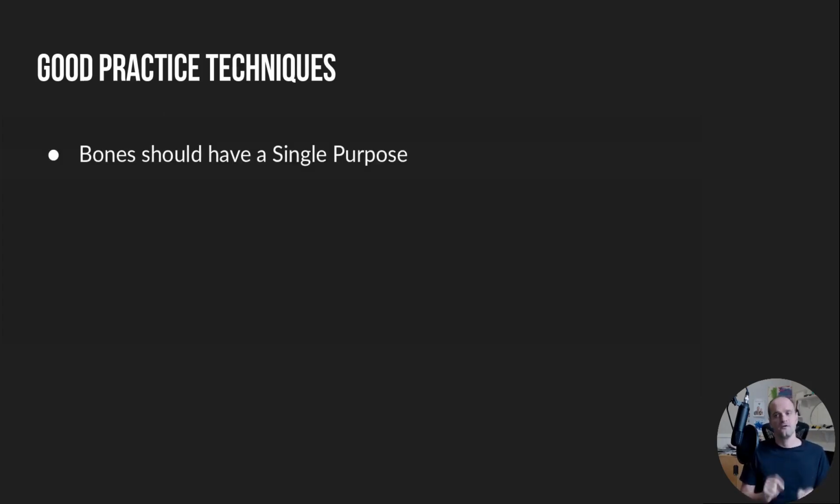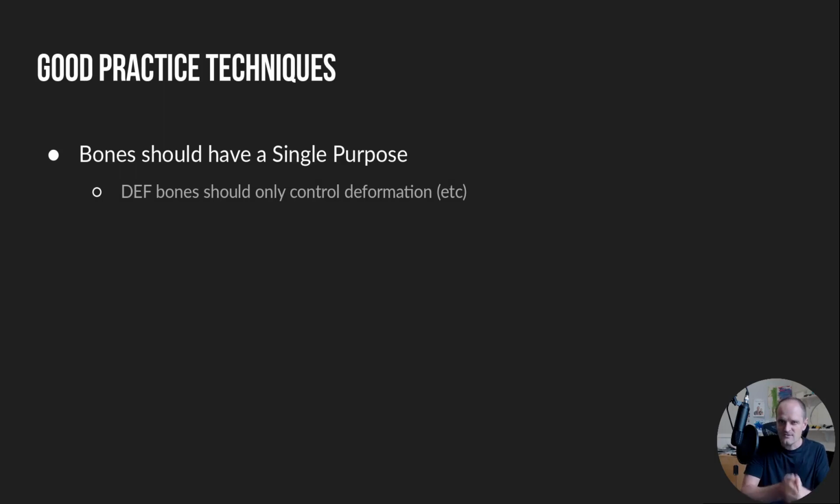Now, what are some good practice techniques? So building on what we've just spoken about, bones should have one single purpose. Now, I don't mean that only one bone can have one constraint or something like that. That's not what I'm talking about. I'm talking about deformation bones should only be the deformation bones. They shouldn't be control bones as well. This is something that I used to do when I was being lazy, and I don't want to pass this bad habit on. It's really good practice to have all your deformation bones as deformation bones only. That way they're nice and neat when you're doing your weight painting in the vert groups. It's just a really easy way to work.